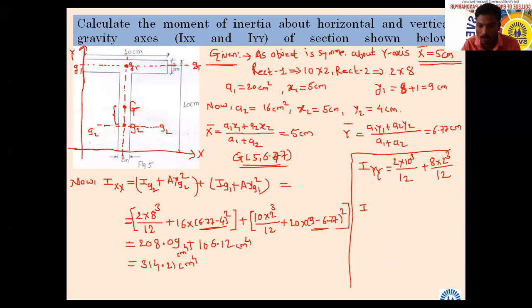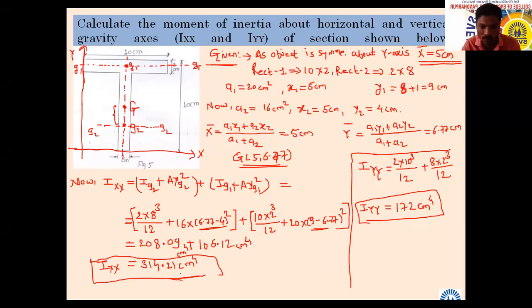Iy equals 172 centimeter raised to 4. So this will be your answer. We only have to find out Ixx and Iyy. If at all you want to find polar moment of inertia, it is not asked in the problem.